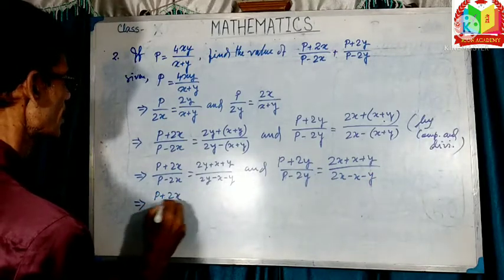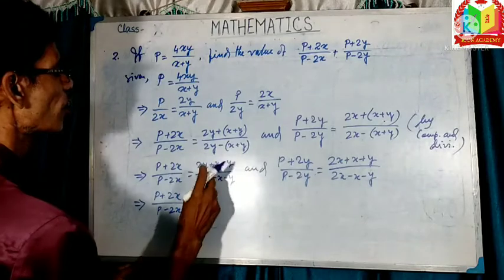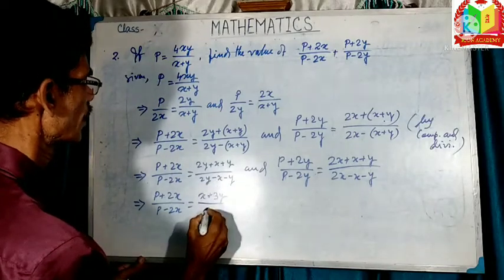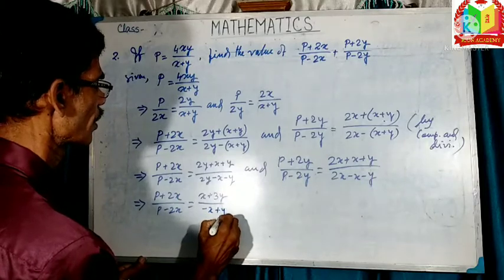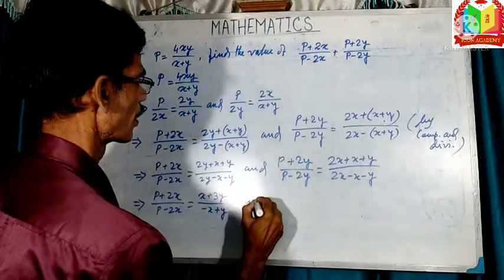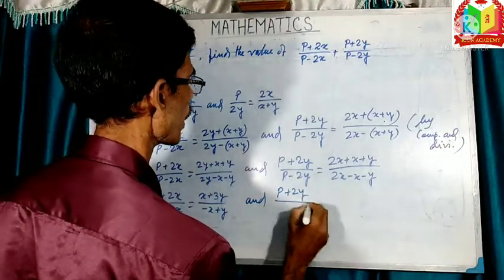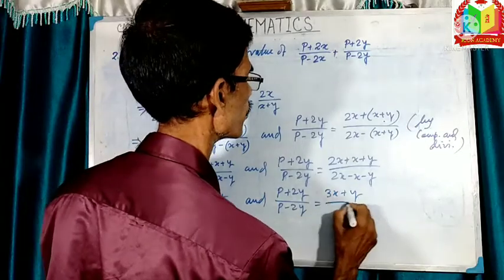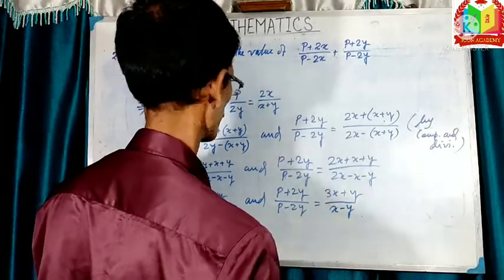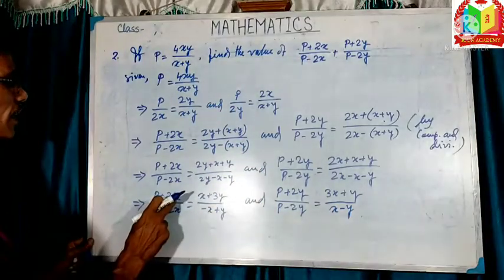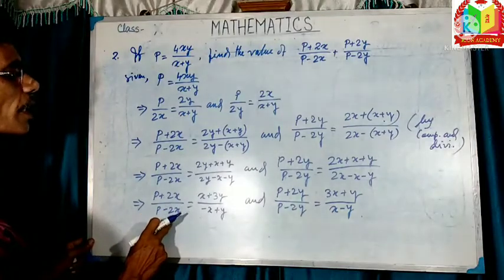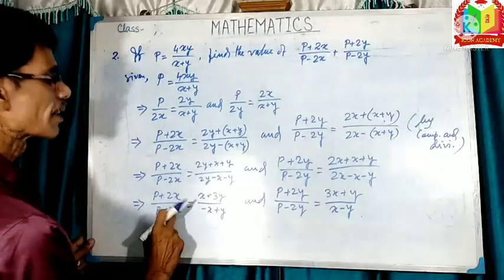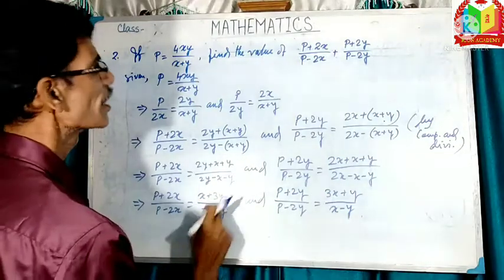P plus 2x by P minus 2x equal to x plus 3y by, here minus x and plus y, 2y, and P plus 2y by P minus 2y equal to 3x plus y by x minus y. Now P plus 2x by P minus 2x and P plus 2y by P minus 2y. If I add the left hand side, then we have to add the right hand side.